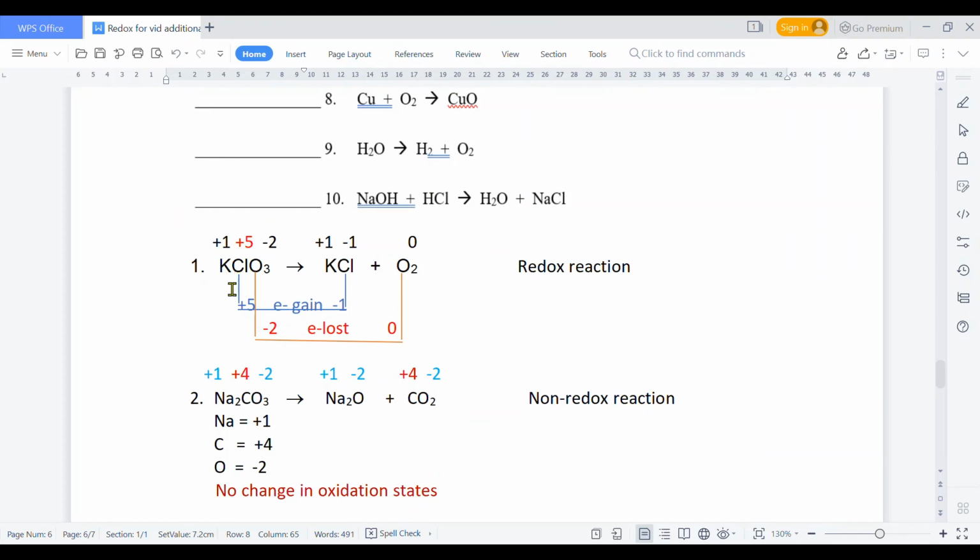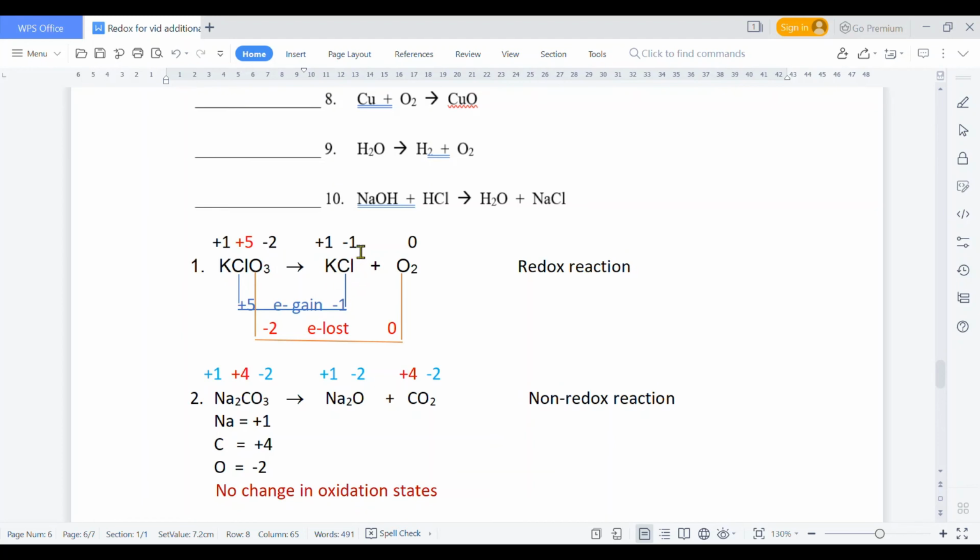For number 1, KClO3 will form KCl plus O2. Now, remember that oxygen is -2 and potassium is +1. Again, look at the periodic table for your cations and anions. -2 and times 3 is -6. You already have a +1, so you only need a +5 to have a +6.